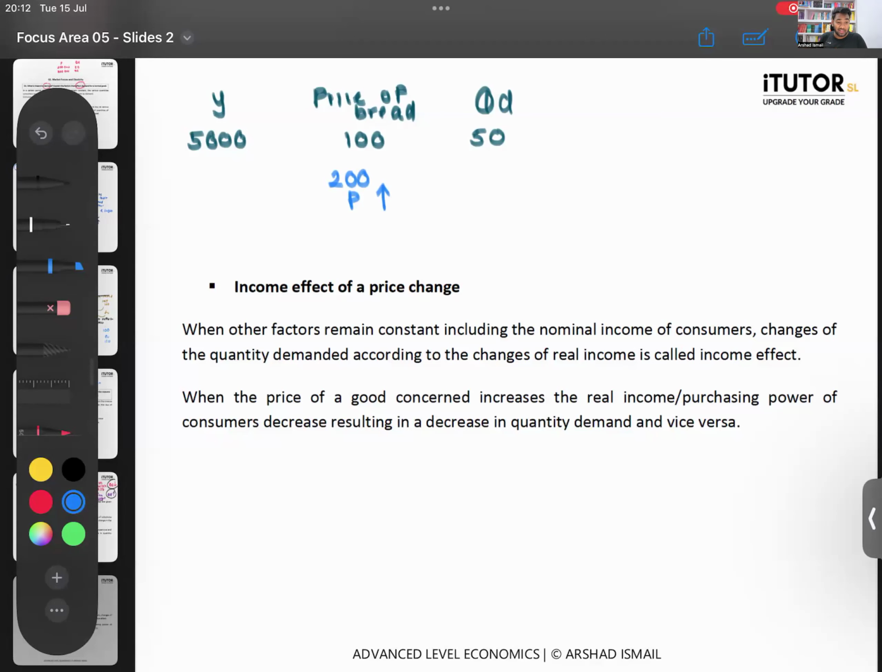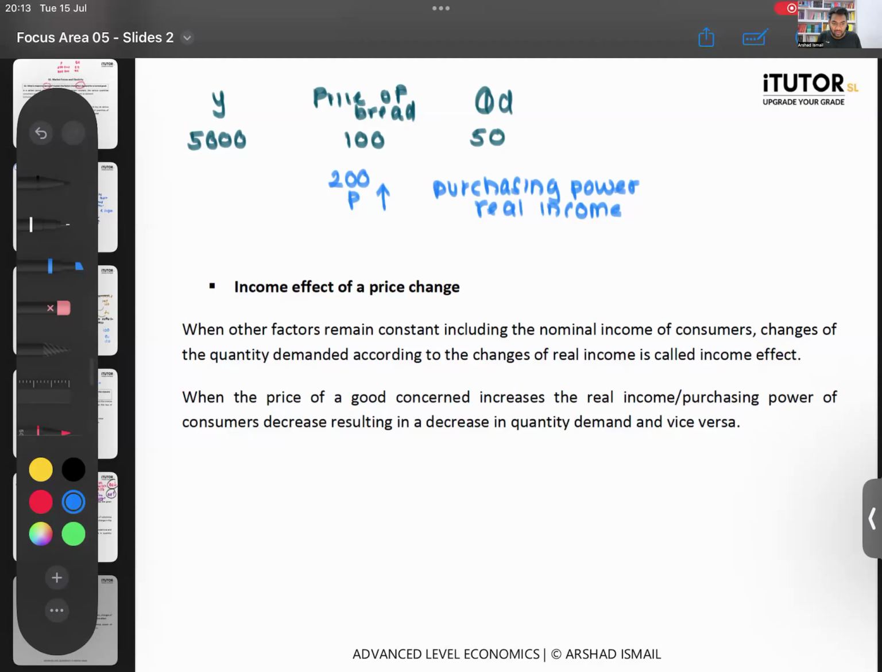No. What happened? When the price of a good increases, what happens to a consumer's purchasing power? Another word for this is real income. Purchasing power or real income means from your money, the amount of goods you can buy. Earlier with your 5,000, you can buy 50 bread. But now, what is the purchasing power of that 5,000? It has gone down. Now I can't buy 50 bread.